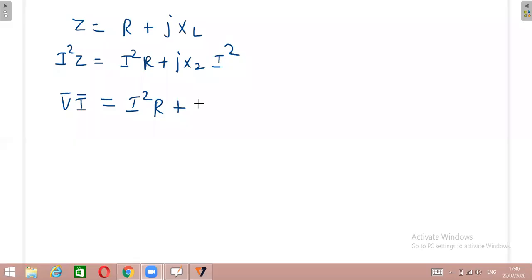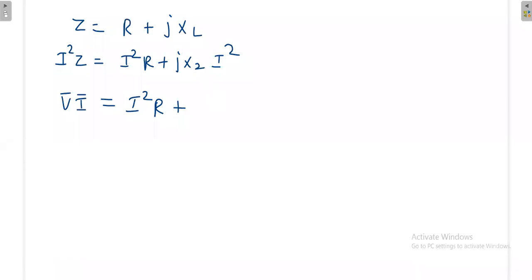Okay, so I square R, and again X_L into I square, X_L into I square. Again this you can also write as X_L into I square. This is the total power supplied. This is the real power P. This is the reactive power Q, the reactive power due to the inductor. This is the real power, always due to the resistor. This is the complex power.